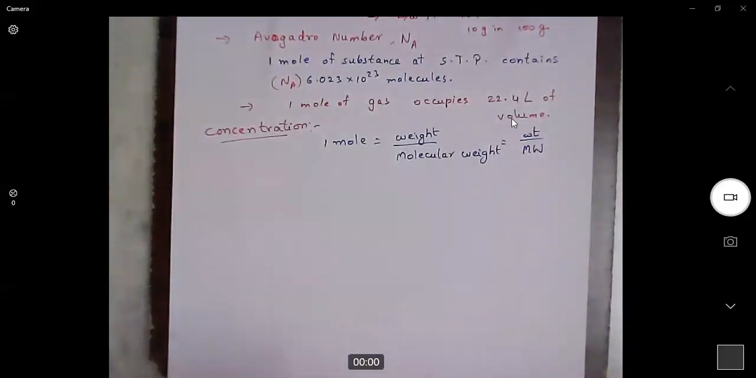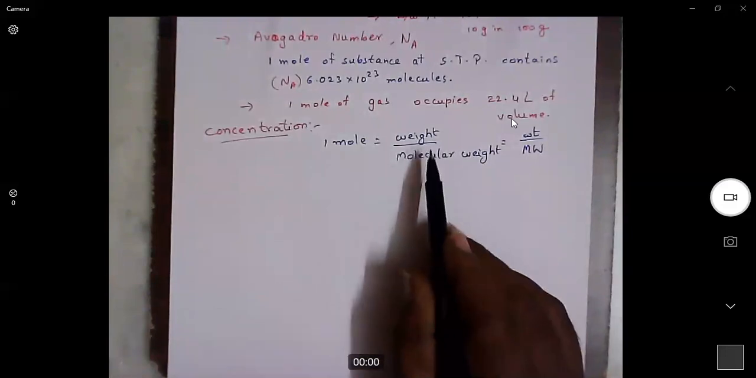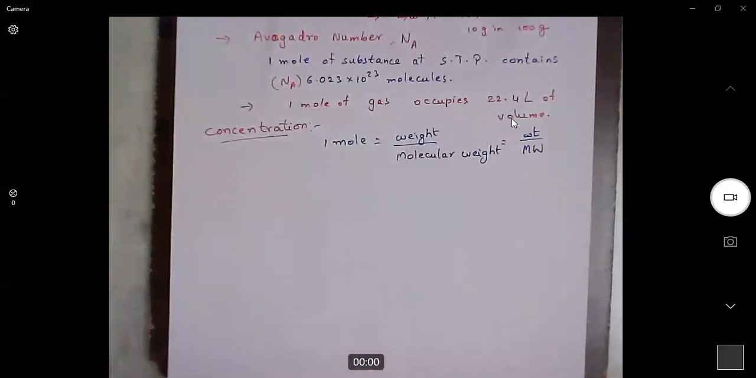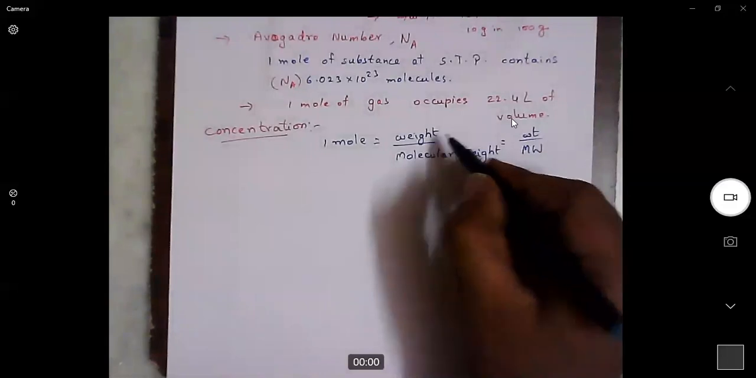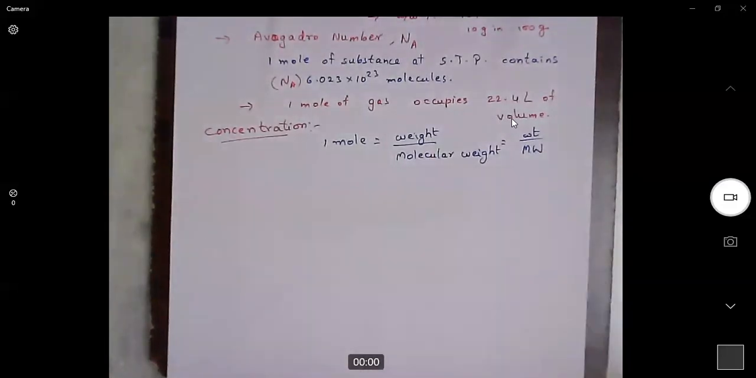1 mole is defined as weight by molecular weight. Weight means we will measure it either in grams or kgs. Molecular weight means molecular weight will be calculated from atomic weights.